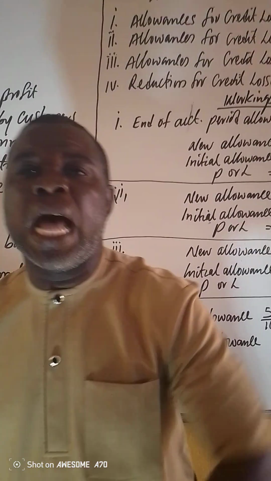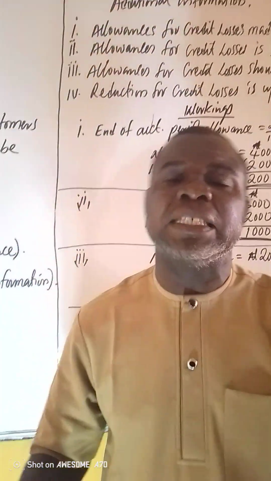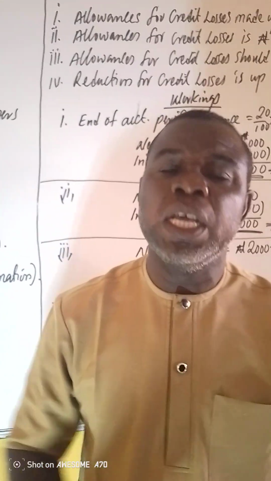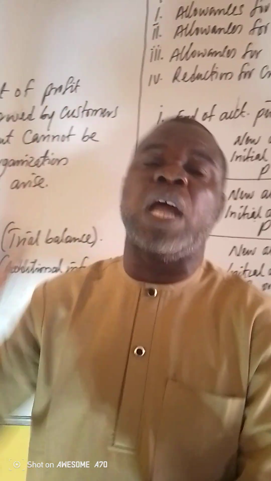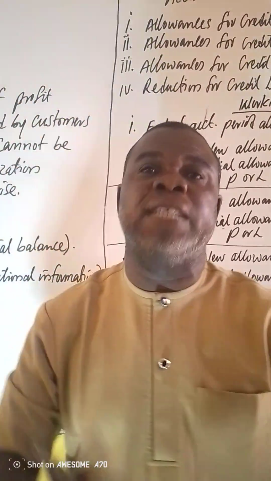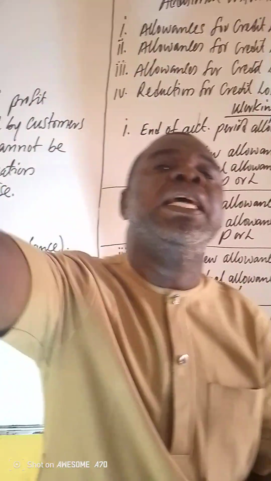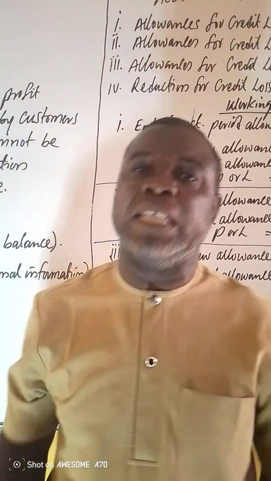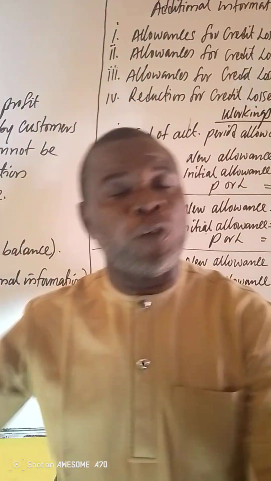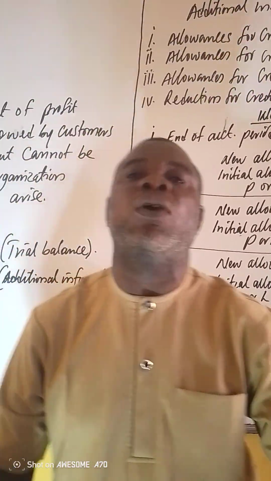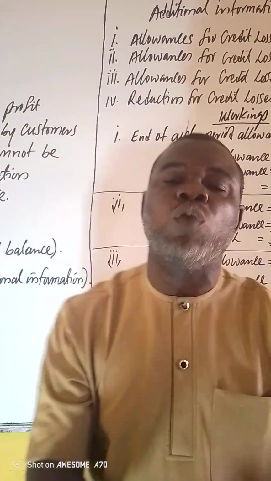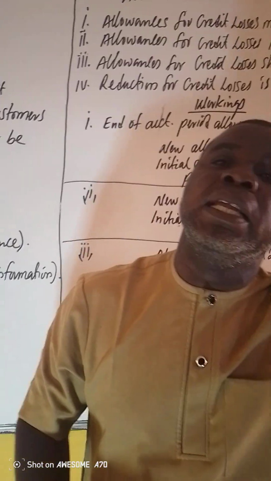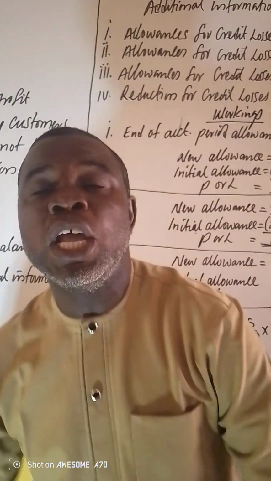That is the idea. So now it is clear how allowances are given. You can either see it only in the trial balance, or only in the additional information, or you can see it both in the trial balance and the additional information. And if you follow me, you'll be able to handle it according to how I demonstrate the one that is found both in the trial balance and in the additional information.